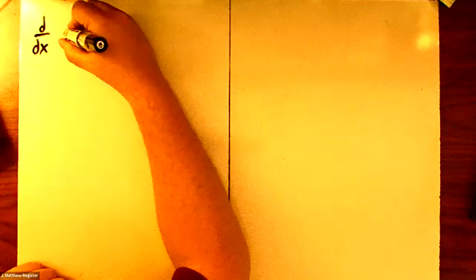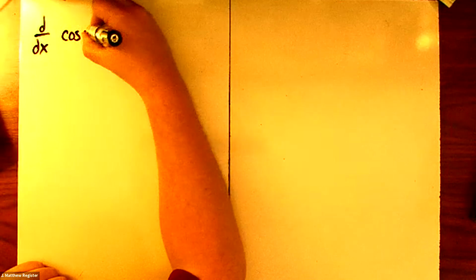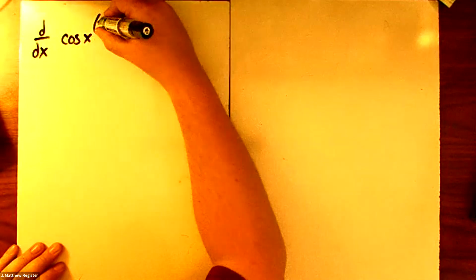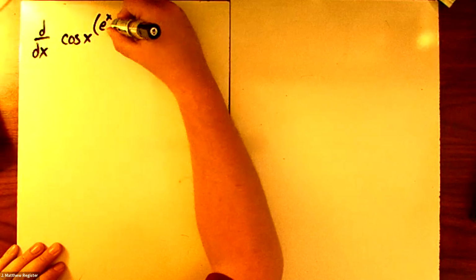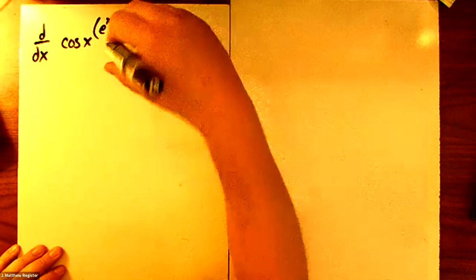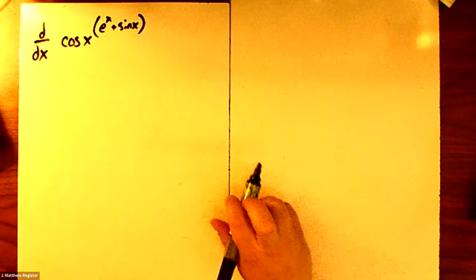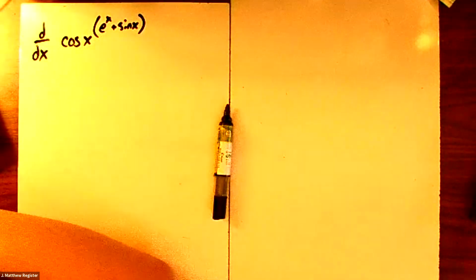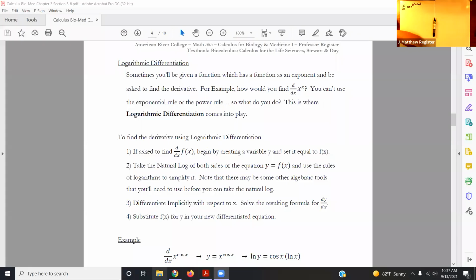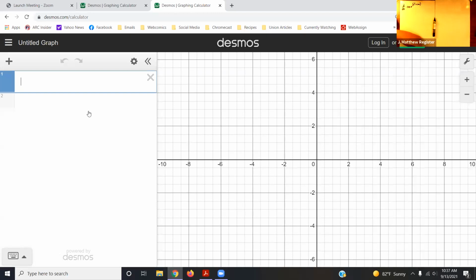I want to do cosine of x to the exponent power of e to the x plus sine of x. I have no idea what this graph looks like. I would imagine it is ridiculous. And let's see what it looks like before we even attempt the problem, because that's half the fun.